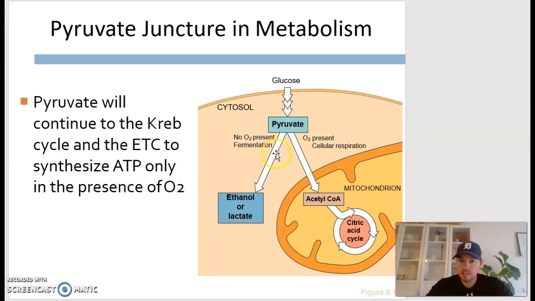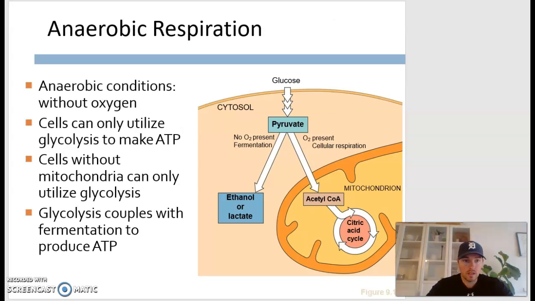But if oxygen is not present, then we're going to go through fermentation, either ethanol or lactate, depending on what type of organism we are. So during anaerobic respiration, cells can utilize glycolysis to make ATP. Remember, glycolysis only nets us 2 ATP compared to 38 if we went through the electron transport chain. So it's only about 5-6% of the total net ATP if oxygen was present.